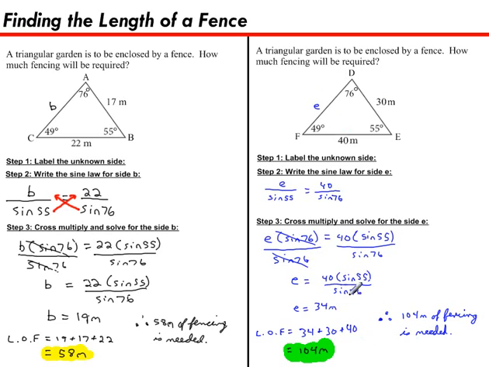For this garden, 104 meters of fencing is needed. In step 1, we set up the unknown side with the variable called e. Then we used e to set up two ratios, writing out the sine law. And then we cross-multiplied and rearranged this equation to isolate for e. Then we entered this into our calculator to arrive with 34 meters for side e. Then we added all three sides together to arrive at our final answer, 104 meters.